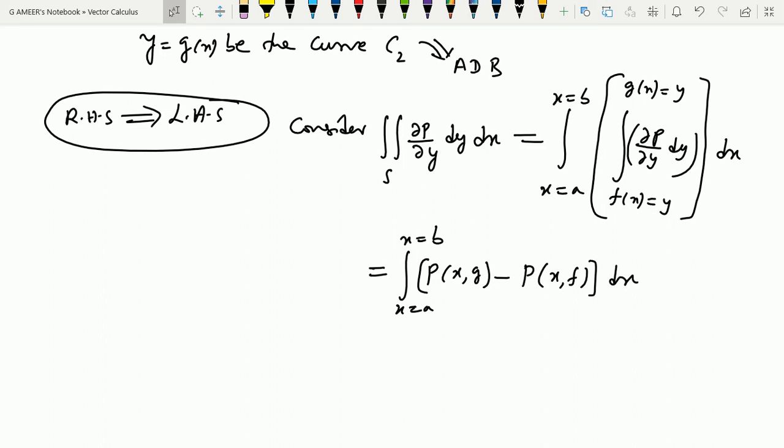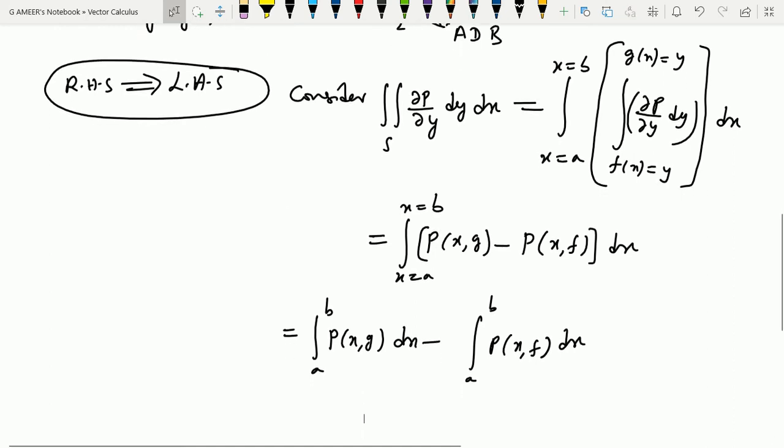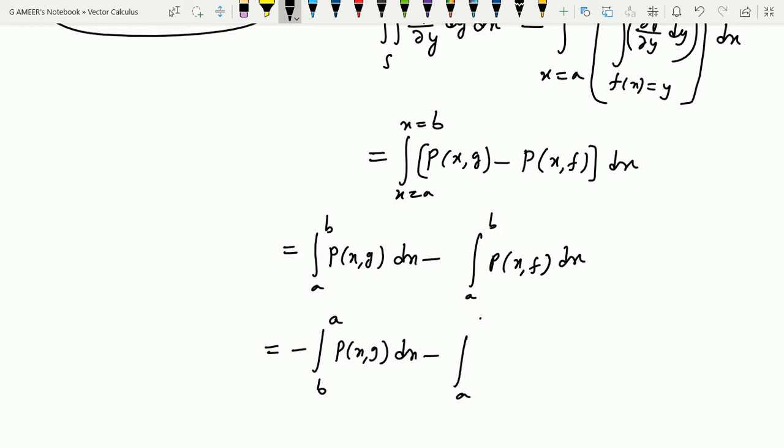Okay, so this can even be written separately. I'll write it as the integration from x equal to a to b of p(x, g) dx minus the integration from a to b of p(x, f) dx. Okay, fine. So now you observe clearly here, b is the upper part. Let us interchange the limits so that I can put the minus sign here: b to a of p(x, g) dx minus a to b of p(x, f) dx.